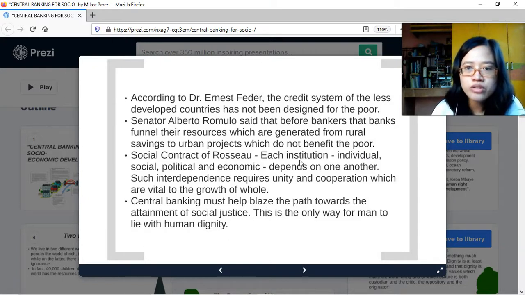Social contract oversees each institution, individual, social, political, and economic; each depends on one another. So there's an interrelationship. Such interdependence requires unity and cooperation, which are vital to the growth of the whole. But if one of them is corrupted, has ill intentions, is selfish, then it would not benefit the whole, right? Some of them would even take advantage of the others. So there is that. Central banking must help blaze the path towards the attainment of social justice. This is the only way for man to live with human dignity.